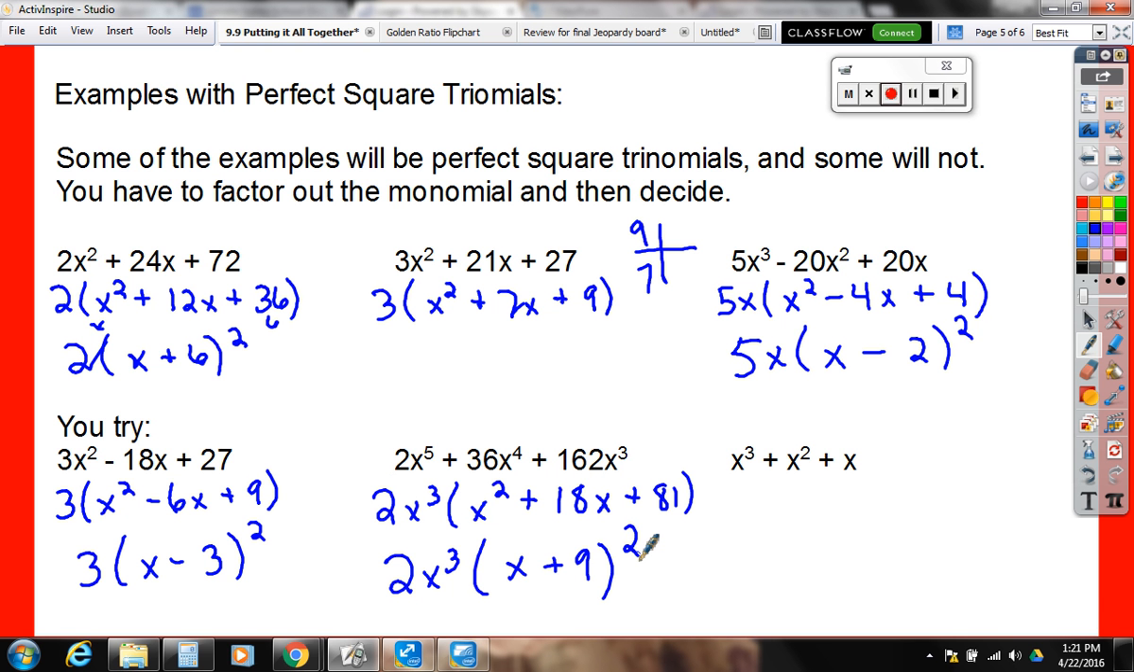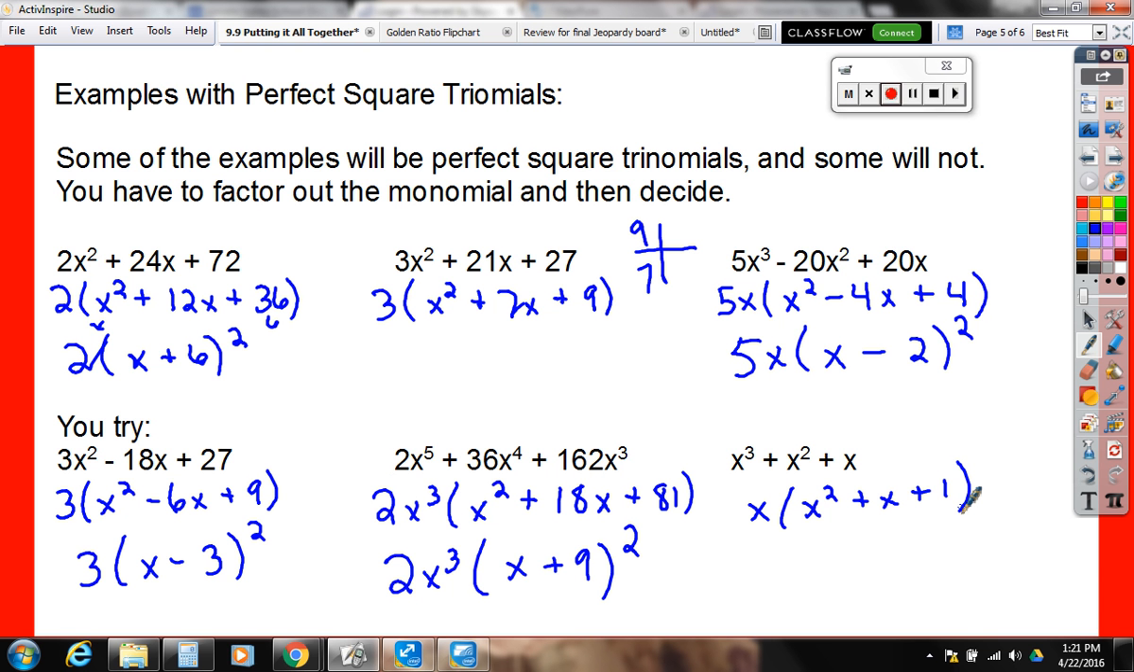Let's see who's the lucky person. What can I factor out? X. Okay. X to the second plus x plus 1. Okay, is this a perfect square trinomial? No, I don't know.